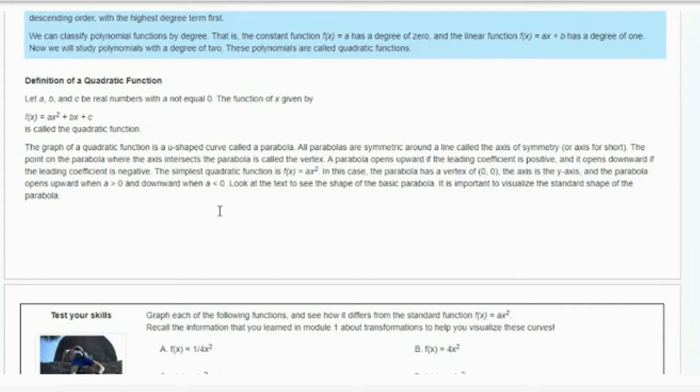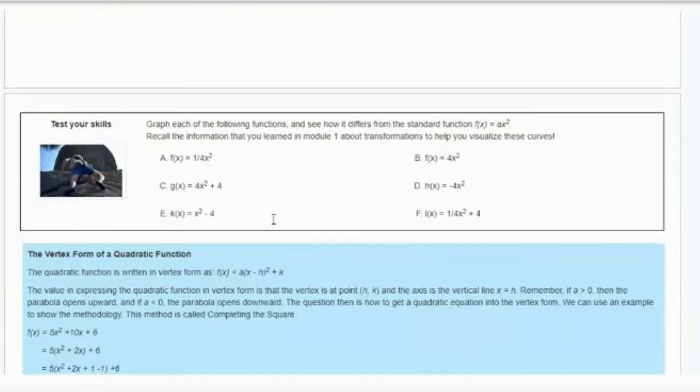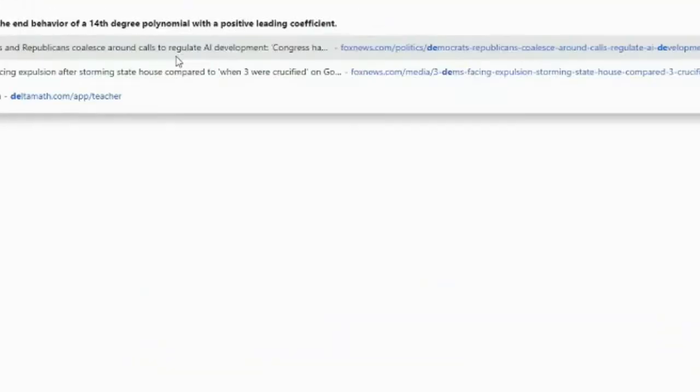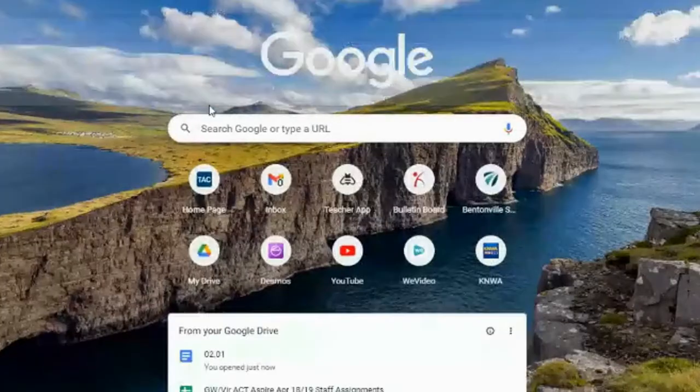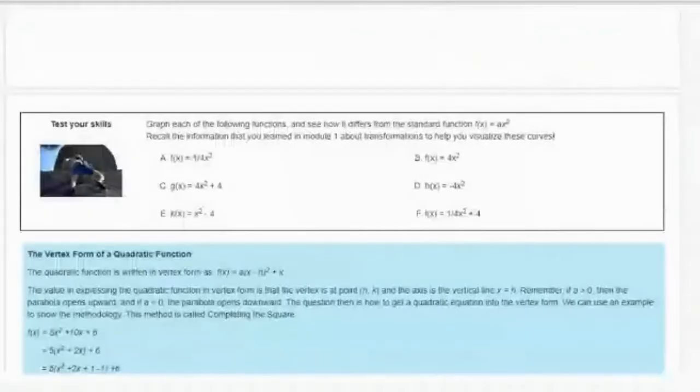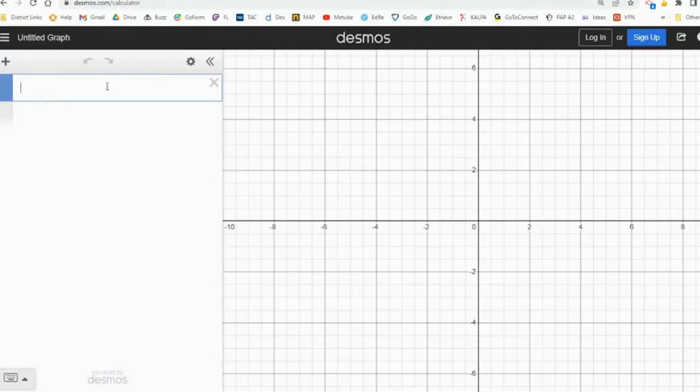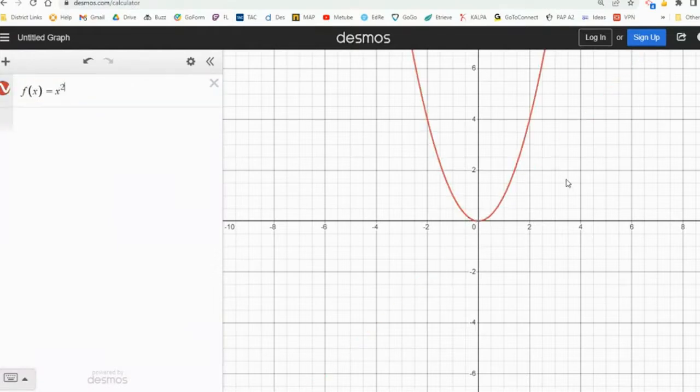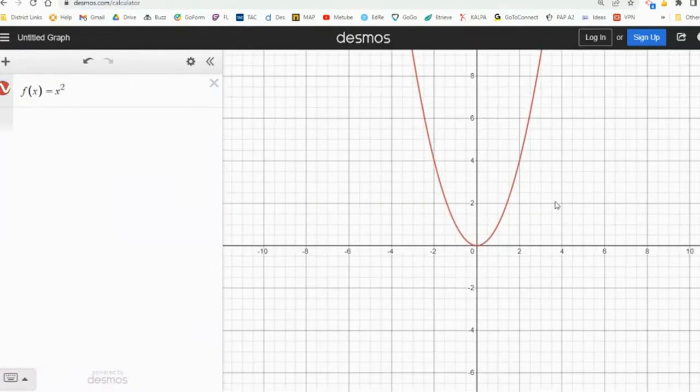So let's look at the text and see the shape and visualize it there. If we looked at these functions, how would it differ from just ax squared? If we have 1/4 x squared, it's going to be wider. Let's look at just a few of those. We'll pull up our little graphing calculator. They do +4, a 4, a -4. All right, so let's play around just a little bit with it. f of x equals x squared. That's the standard parabola. We're very familiar with the standard parabola.